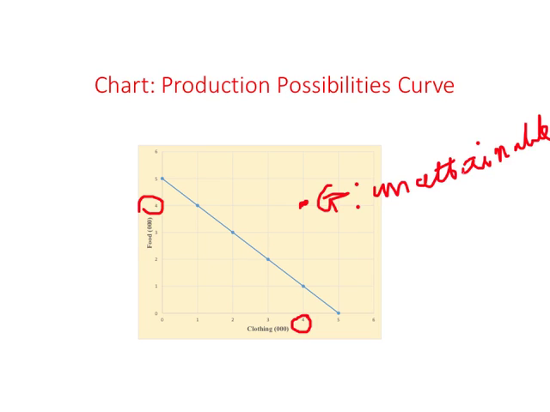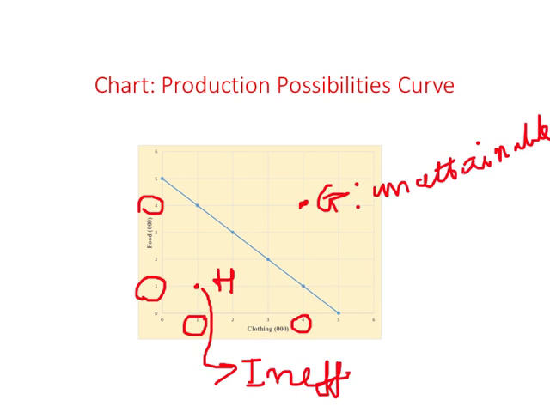Consider a point to the left of PPC, let's call this point H, and this requires 1,000 units of clothing to be produced and 1,000 units of food to be produced, or the country given its resources is only producing 2,000 units of food and clothing, and hence since you are producing less than what you possibly can, a point to the left of PPC will be considered inefficient.